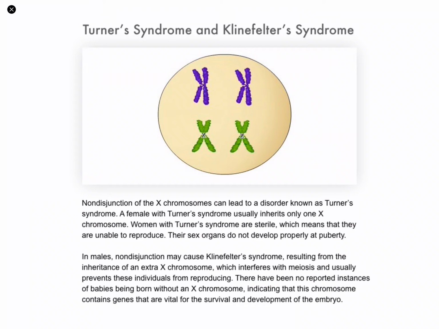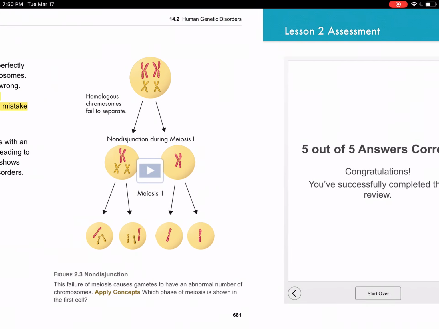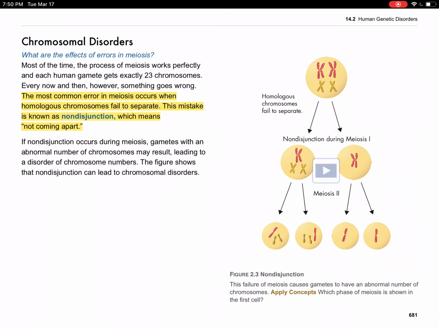In males, non-disjunction may cause Klinefelter syndrome, resulting from the inheritance of an extra X chromosome. So since males are usually XY, this would result in XXY, which interferes with meiosis and usually prevents these individuals from reproducing. There have been no reported instances of babies being born without an X chromosome, indicating that this chromosome contains genes that are vital for the survival and development of the embryo. And that wraps up Chapter 14, Section 2.